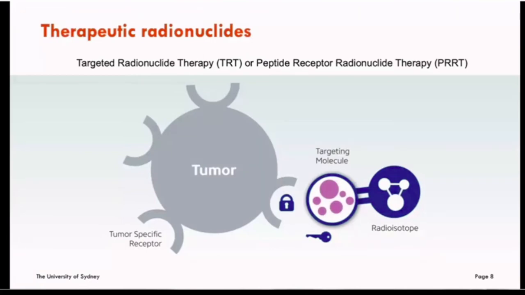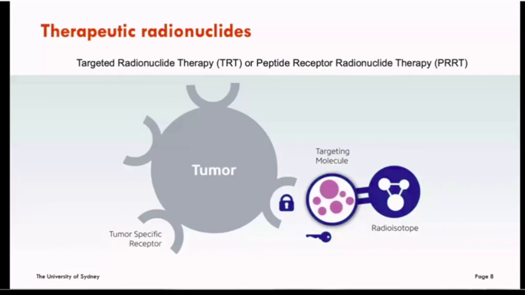Now let's talk about how we deliver these therapeutic radionuclides into the metastasis. In targeted radionuclide therapy or peptide receptor radionuclide therapy, once the radiolabeled molecule is injected into the patient, the radiolabeled molecule finds its way to the tumor through the bloodstream and binds to the tumor-specific receptor according to a lock and key principle.